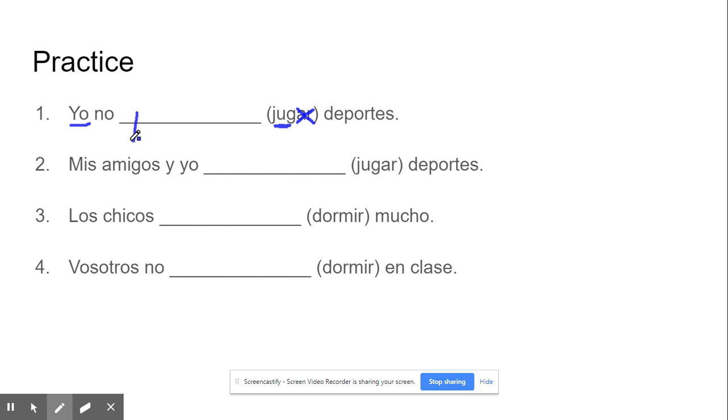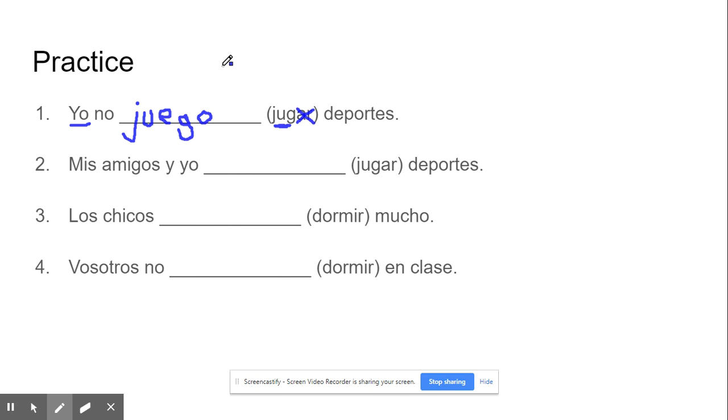So that's J. The U is going to change to UE. UE. And I'm going to put a G. And then for AR verbs, the yo ending is O. Yo juego deportes. Let's do number 2.